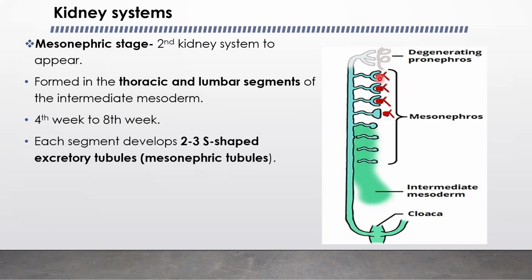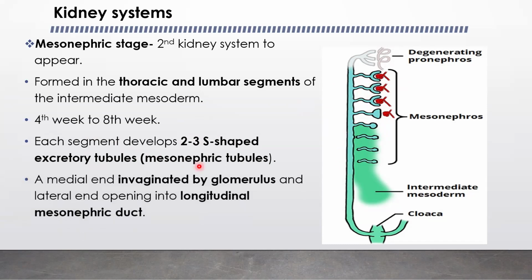They will be functional because, as you can see here, they'll have glomerulus. So each segment develops 2 to 3 S-shaped excretory tubules. Those are now the glomerulus and the Bowman's capsule. And then also they will have now the tubules going downwards to connect to this mesonephric duct. So the medial end is evaginated by a glomerulus, and the lateral end opening to the longitudinal mesonephric duct, as we talked about. The mesonephric duct will be joined by these mesonephric tubules.